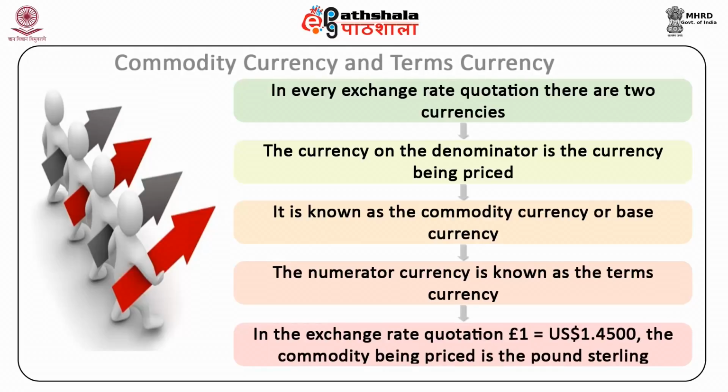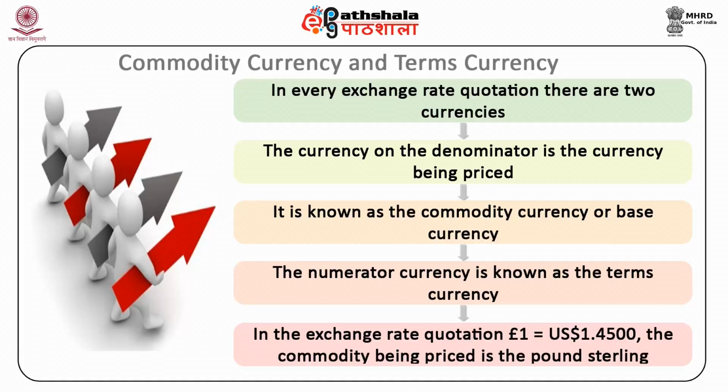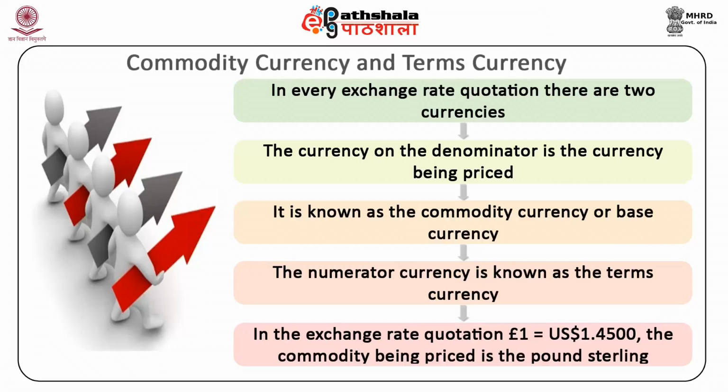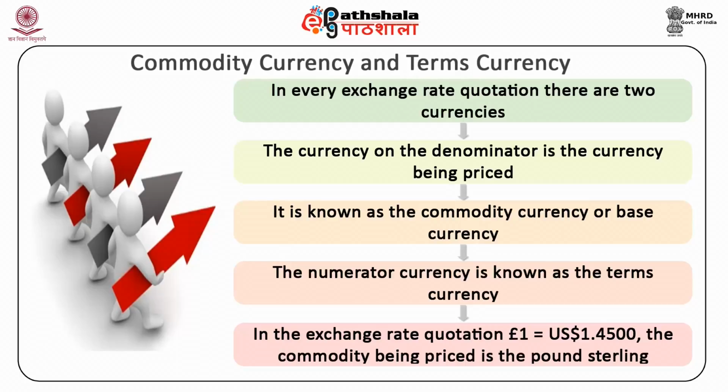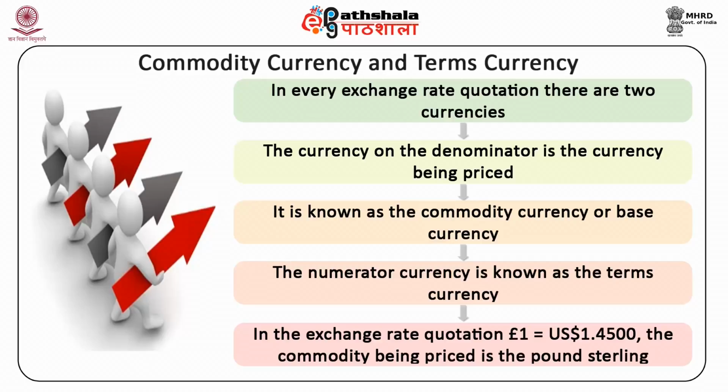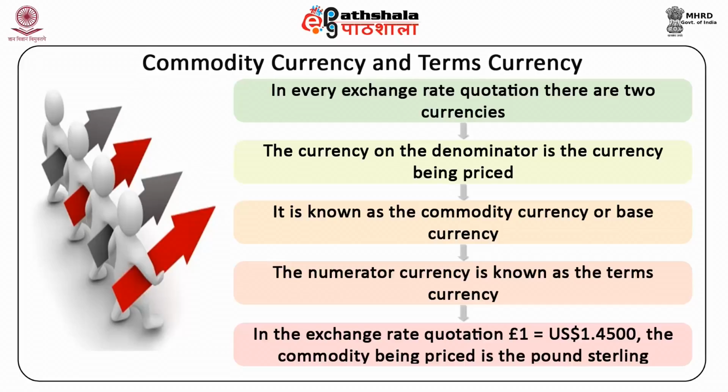In the exchange rate quotation, 1 pound is equal to US dollar 1.4500. The commodity being priced is the pound sterling. 1 pound is equal to $1.4500. The pound is the commodity currency. The dollar is the terms currency. The quotation is often shown as pound by US dollar 1.4500. By market convention, the commodity currency is displayed before the terms currency. Using ISO currency notation, this would be written as GBP by USD 1.4500.